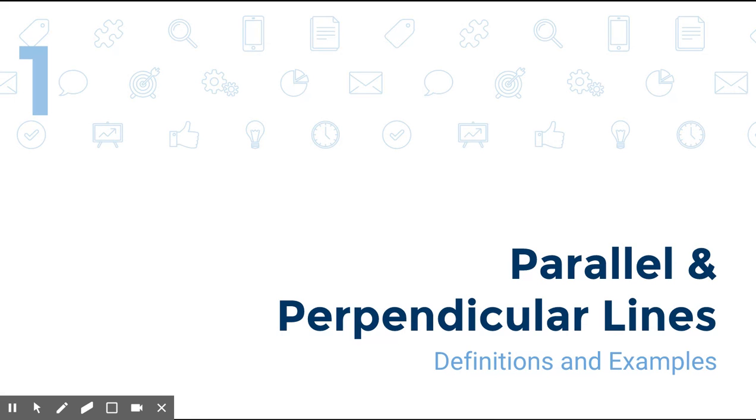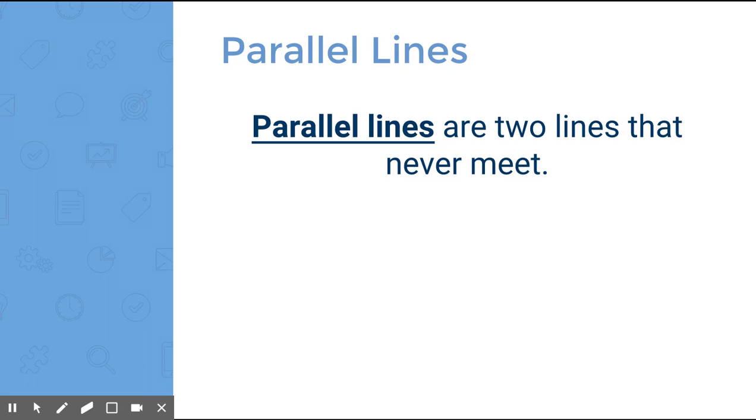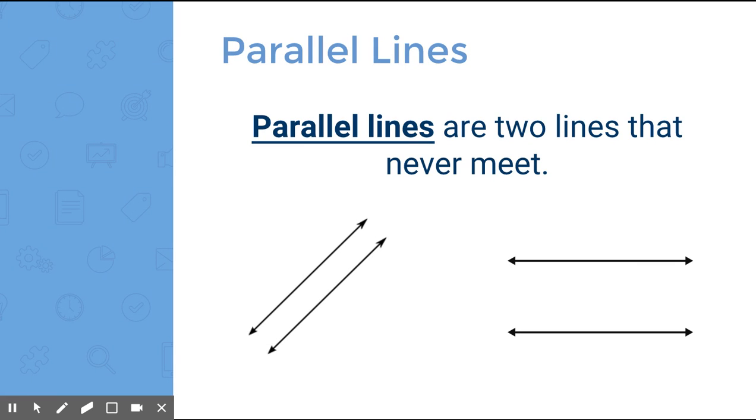So first let's go over a couple of definitions that are important for us in this lesson. Parallel lines are two lines that will never meet, and they would look something like this. You can see that if those two lines were to extend on forever, they would never cross.